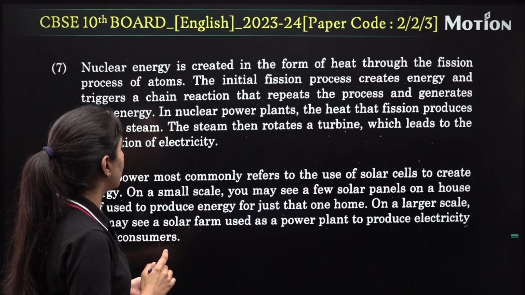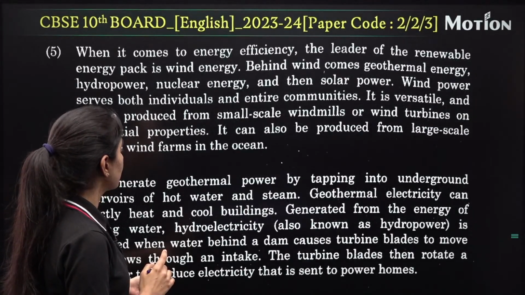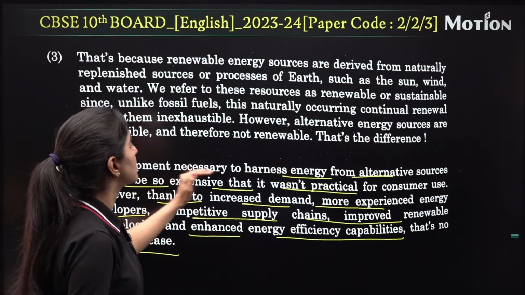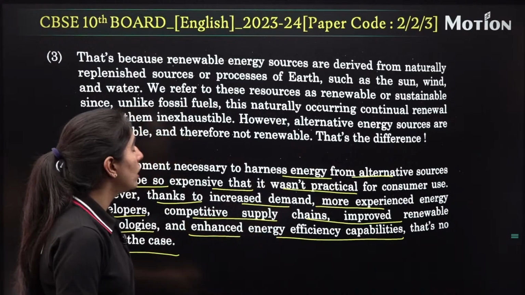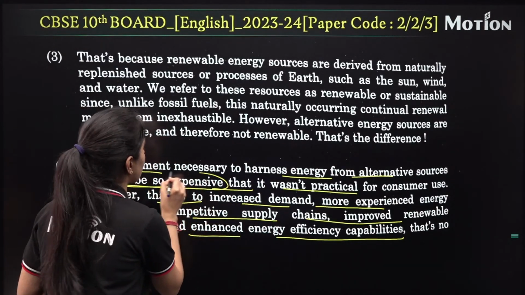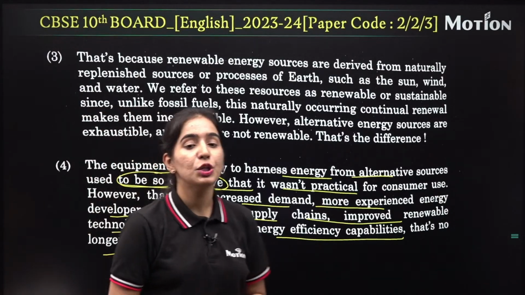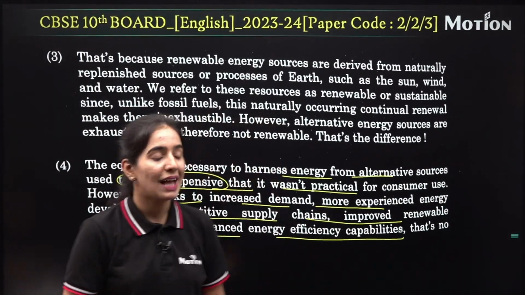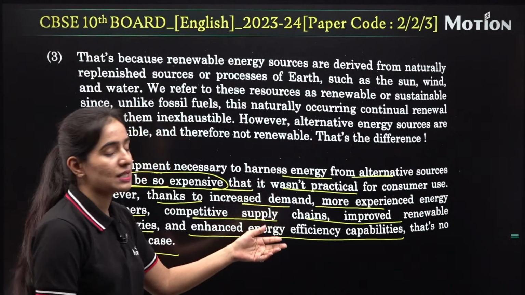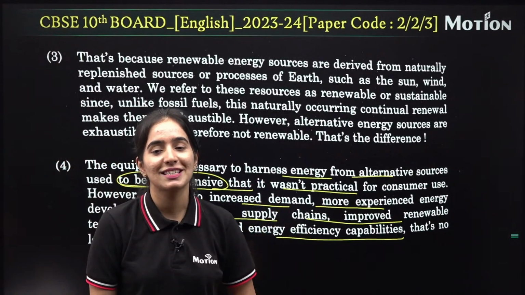So let's go back to the passage once again. Yes, so here it is: the equipment necessary to harness energy from alternative sources used to be so expensive. So this is your answer. As it used to be expensive, that's why it was not practically possible for consumers to use it. So that's why this is the correct answer.